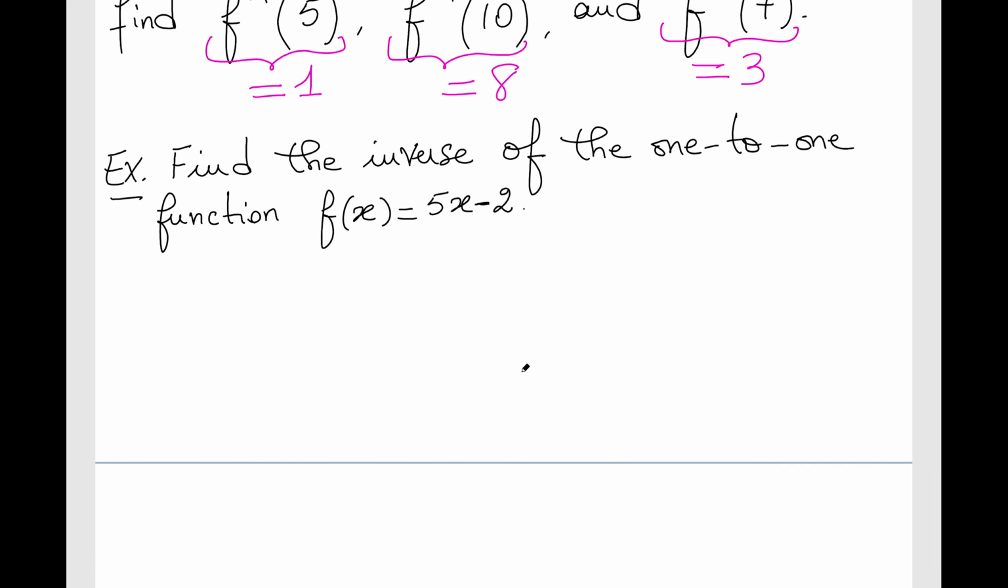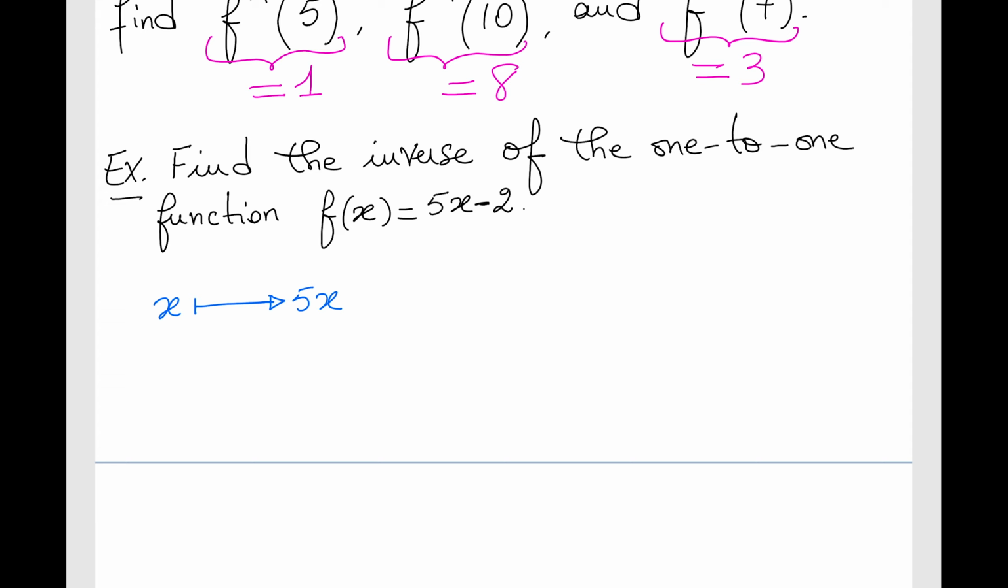Let me do it in one way. We know that the inverse of a function reverses the effect of that function. So let's study how the function f is operating. Well, this is the process of f. You plug in x in f. What f does, it multiplies that input by 5 and then subtracts 2 from the result. So if you plug in x in f, it's going to multiply it by 5 first.